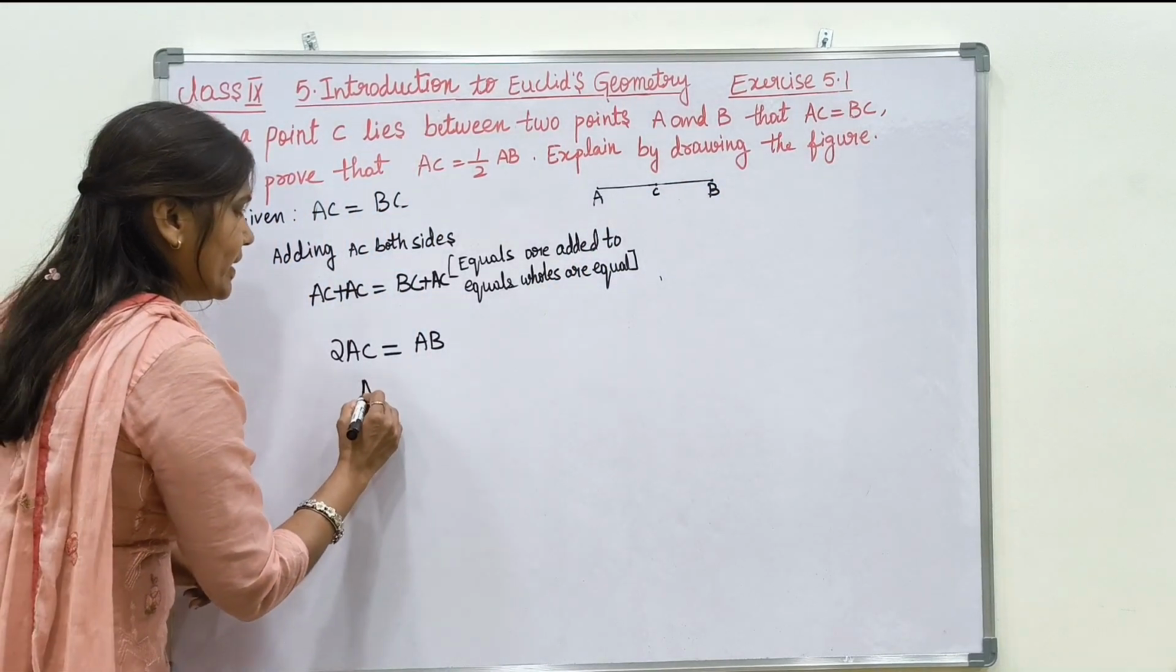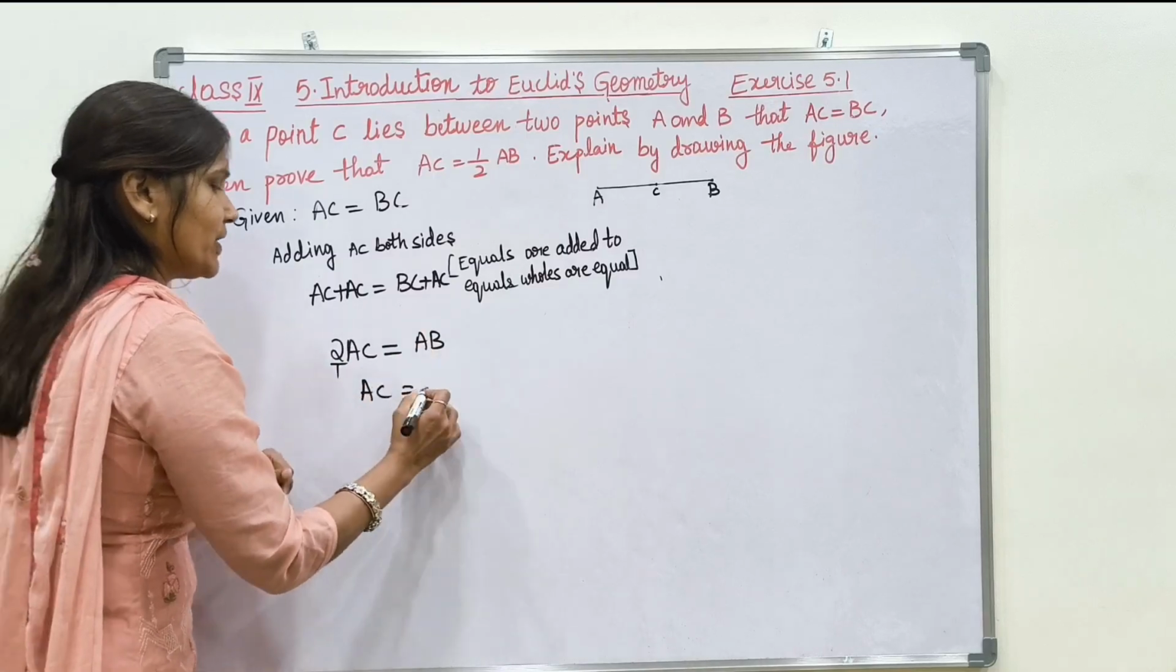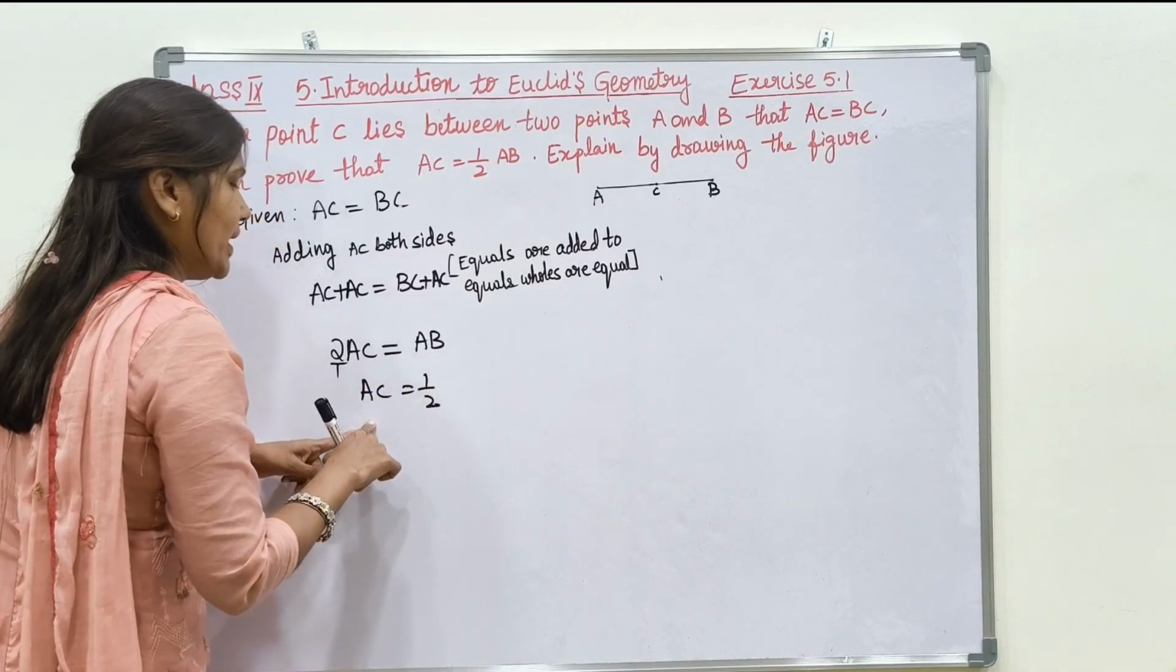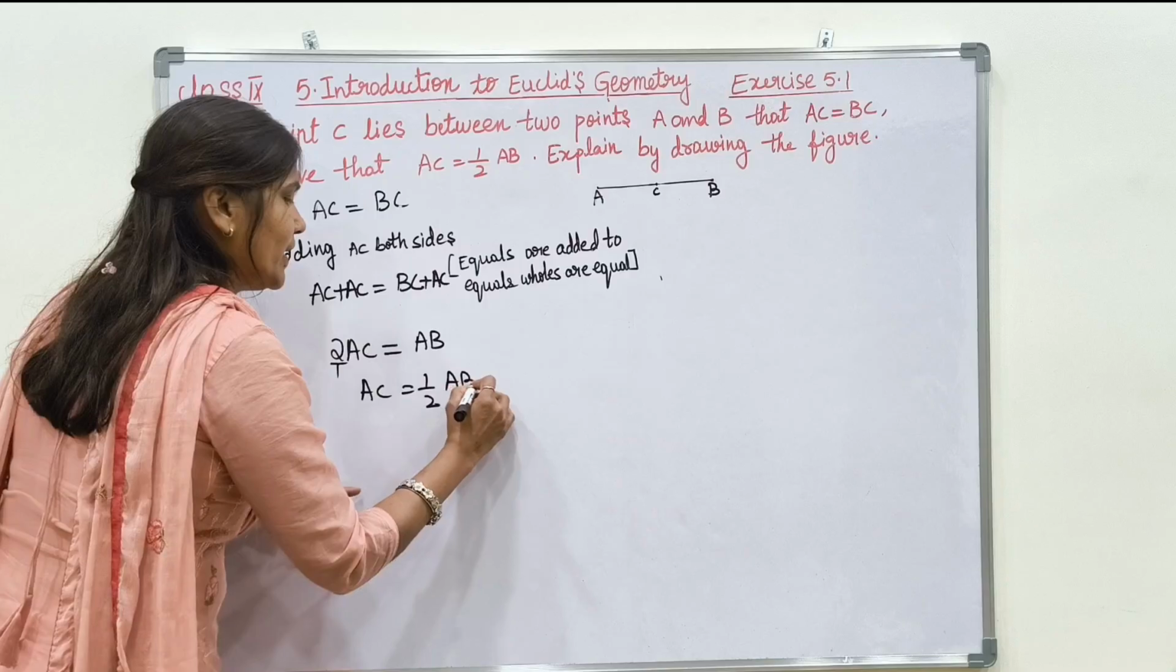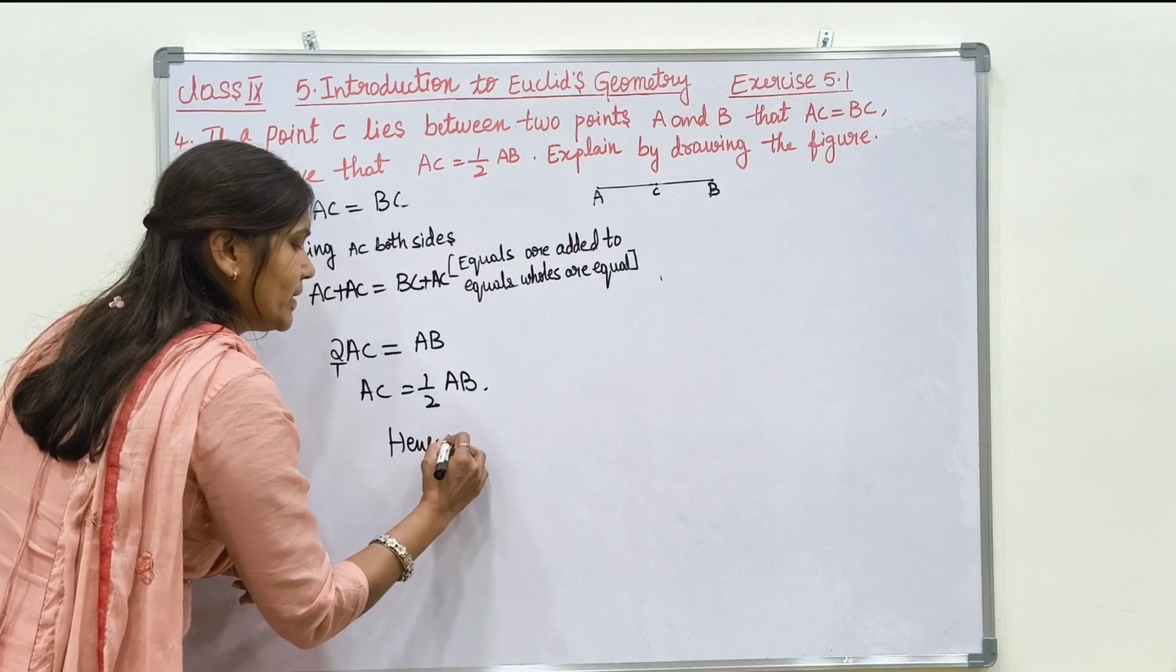Now you can write AC is equal to, the 2 goes down, so it becomes 1 by 2. AC is equal to half of AB. Now you can write hence proved. Hence proved.